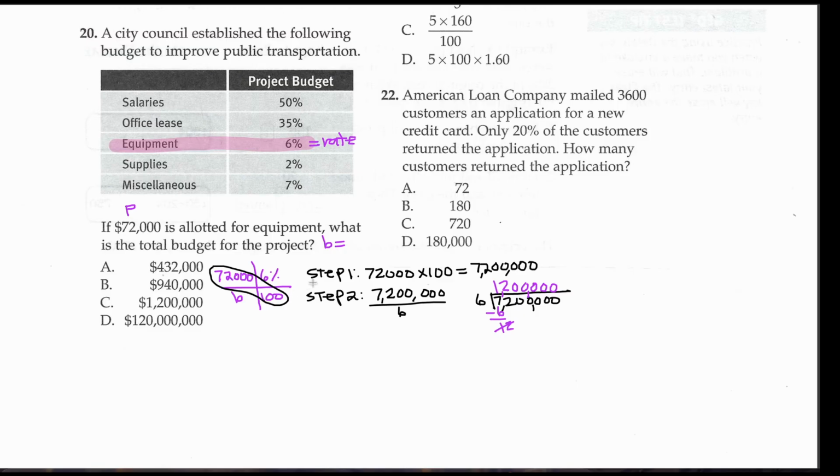So what does 1,200,000 mean? That is the total budget. So we need to put total budget right there. Okay, that's C.